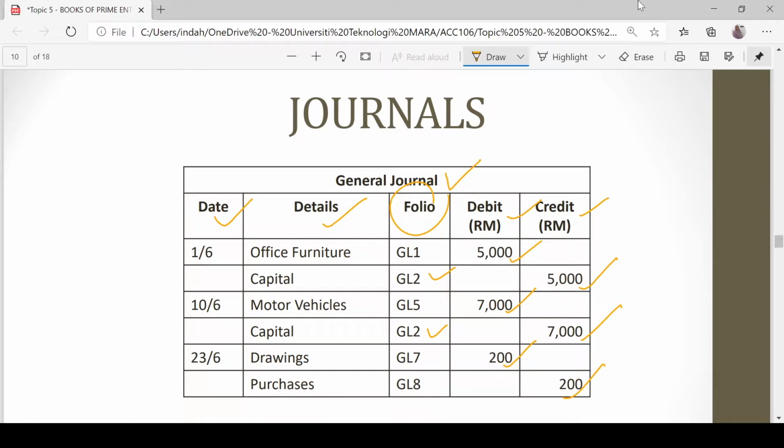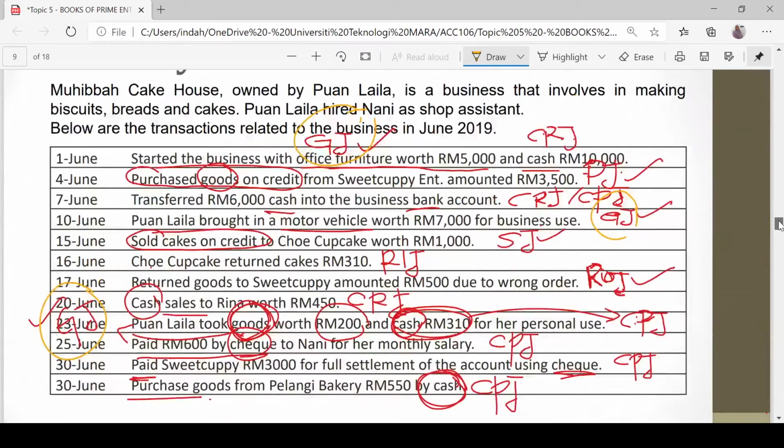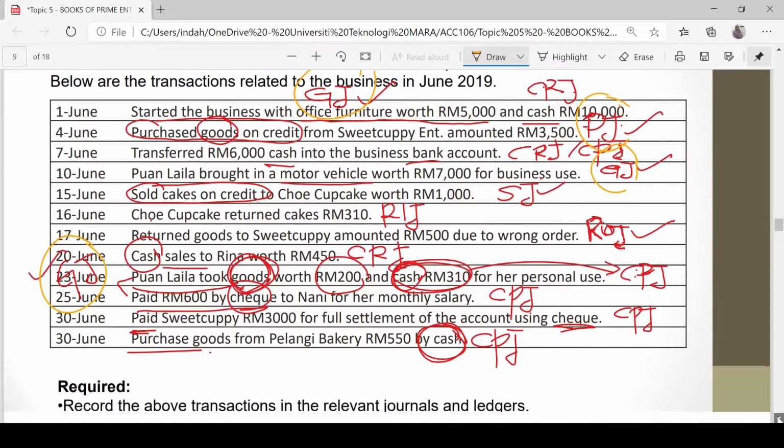The next journal to be prepared is the purchase journal. Let's identify from here, do we have any transaction to be recorded in the purchase journal? We have one here, and that's it, only one, where we purchase goods on credit from Sweet Kapi. So we are going to record that in the purchase journal.